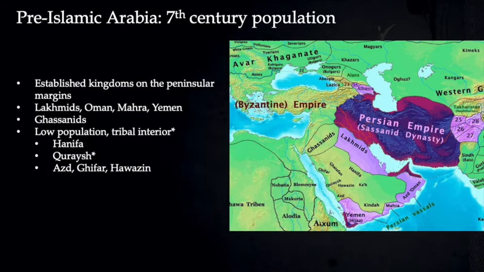So you end up with this combination of the Byzantines and the Persians, at the time called the Sassanid Empire, to the north, contesting control of the Levant. Below them were several established kingdoms, the first group being the Lakhmids, Oman, Mahra, and Yemen, all of which ended up being beholden economically, dependent on either the Byzantines or the Persians. For Oman, Mahra, and the Lakhmids, their dependency was on the Persian Empire.